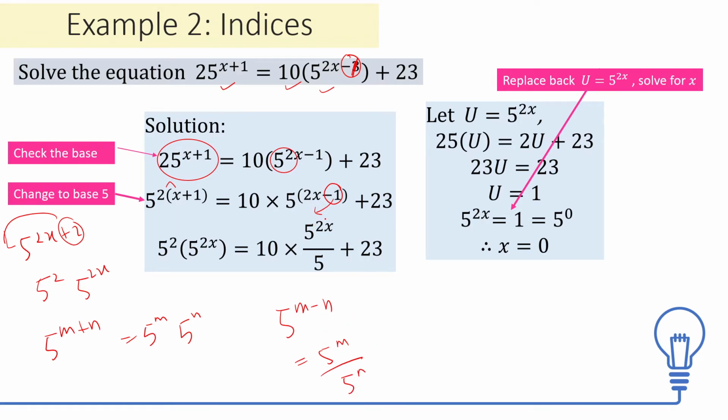Since in this question I don't have 5^x, I only have 5^(2x), I substitute u as 5^(2x). So I have 25u plus 2u plus 23 equals 2, and my u equals 1. Then replace back u as 5^(2x) equals 1. What is 1? 1 is 5^0, so 2x equals 0, so x equals 0.